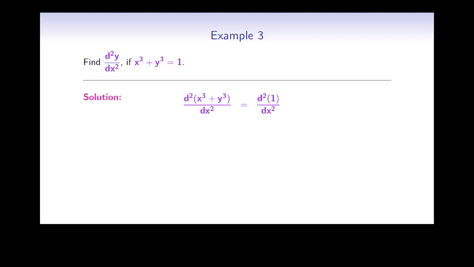Here's the solution. If we take 2 x derivatives of both sides of the equation, we see that d squared of x cubed plus y cubed over dx squared is equal to d squared of 1 over dx squared. Notice that the right-hand side of the equation will simplify to 0. Taking the derivative one time, we see that d of 3x squared plus 3y squared times dy dx with respect to x is equal to the derivative of 0.